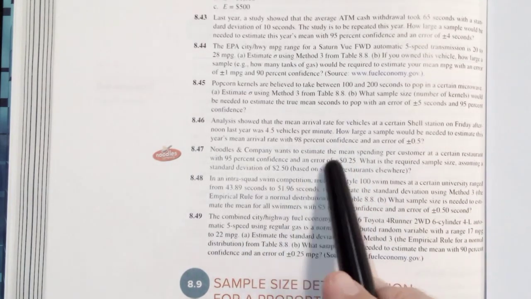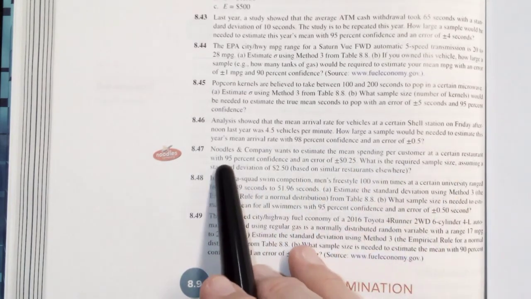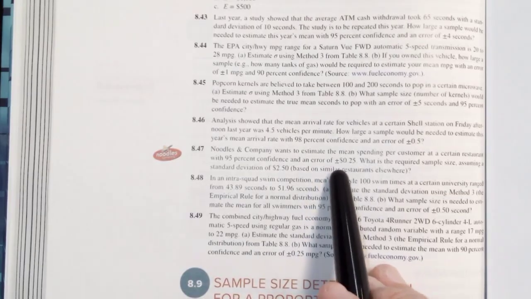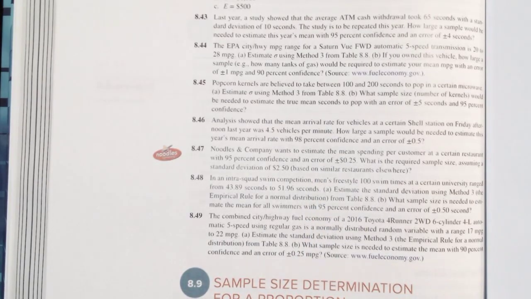Mean spending per customer at a restaurant, 95% confidence, an estimate of 25 cents. I'm estimating in dollars and cents because I'm looking at customer expenditures. I have to check my units here.